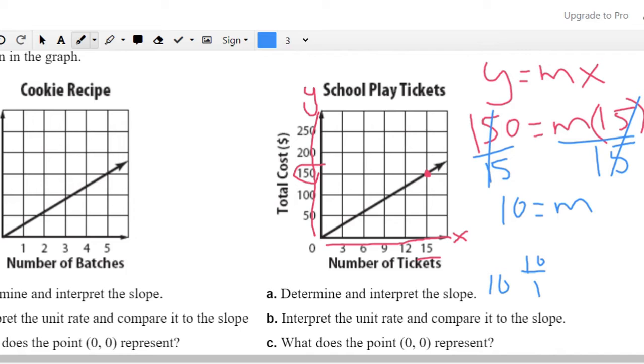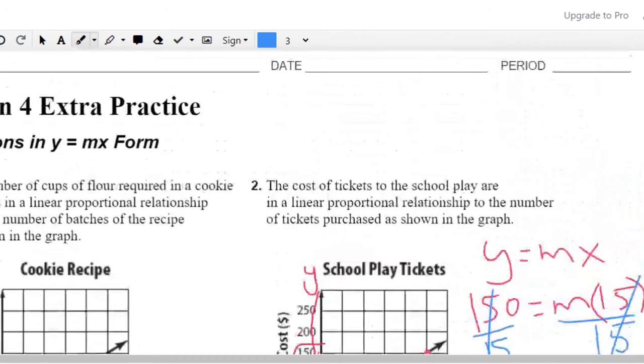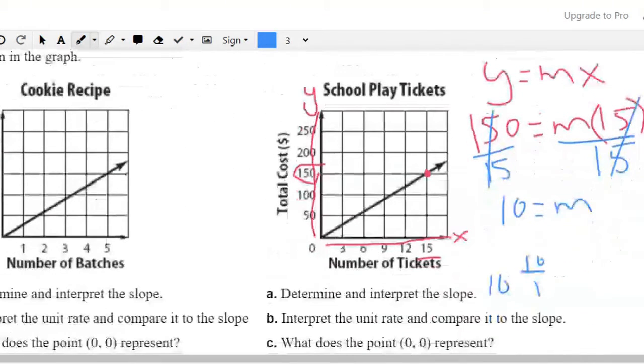So it wants us to interpret the unit rate compared to slope. Okay, so it says the cost of tickets to the school play are in a linear proportional relationship to the number of tickets purchased as shown in the graph. So I guess you would say this right here is 15 tickets was $150. So you could say that you could get 10 tickets for $1.